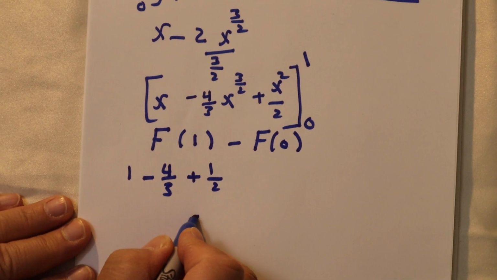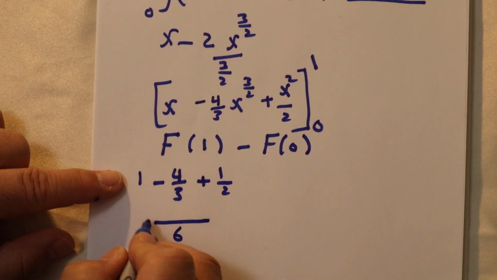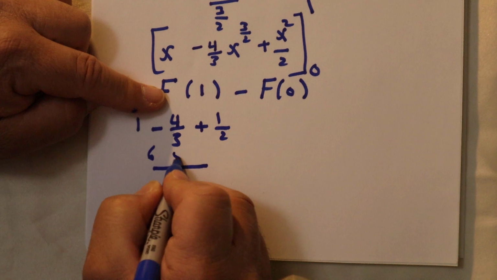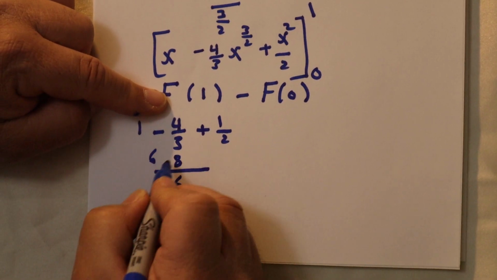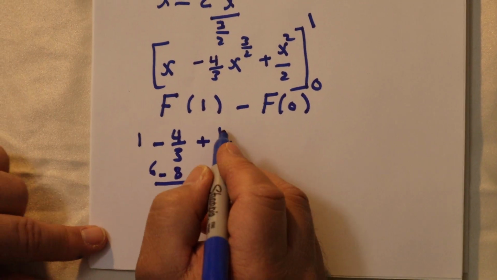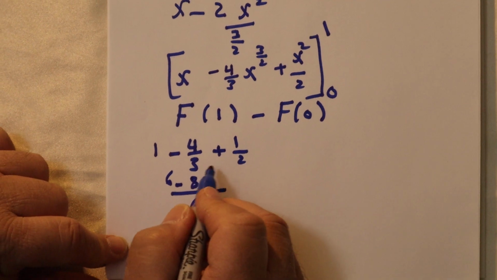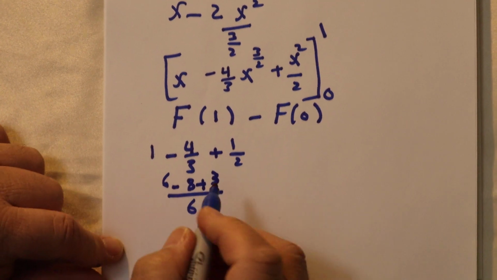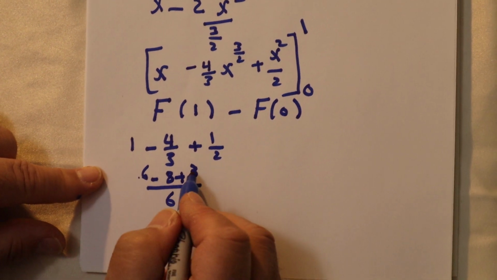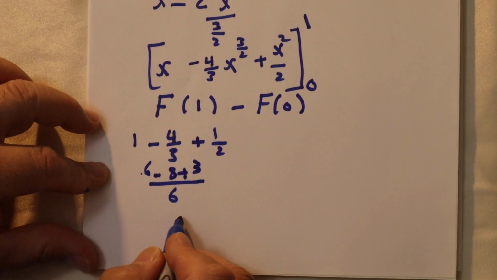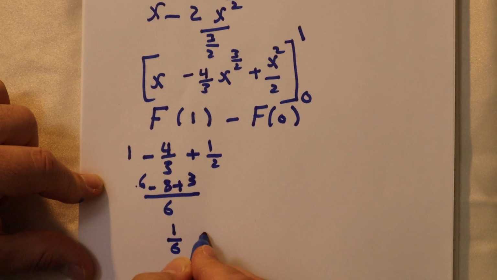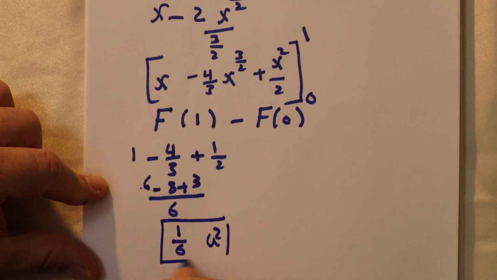You take 6 as the common denominator. 6 divided by 6 is 1, and this will be 8 over 6, the same as 4 over 3. And you multiply the half by 3 over 3, so it will be 3 over 6. The final result is 6 plus 3 is 9, minus 8 is 1 over 6 square units. You could write it here, 1/6 units squared.